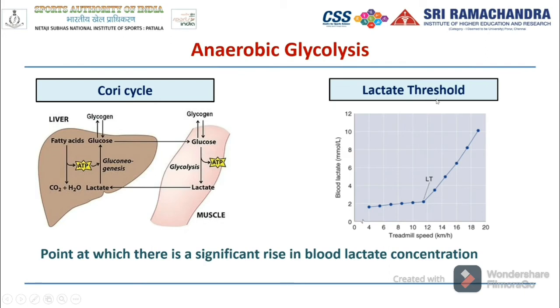Next we are looking at the concept called lactate threshold. As I told you, when we start utilizing anaerobic glycolysis, we tend to accumulate lactate in the body. It is a very slow process, and at one point of intensity, there is a significant accumulation of lactate. This point is called the lactate threshold. Lactate threshold is an indicator of our reliance on anaerobic metabolism. The later the lactate threshold, the better the performance.